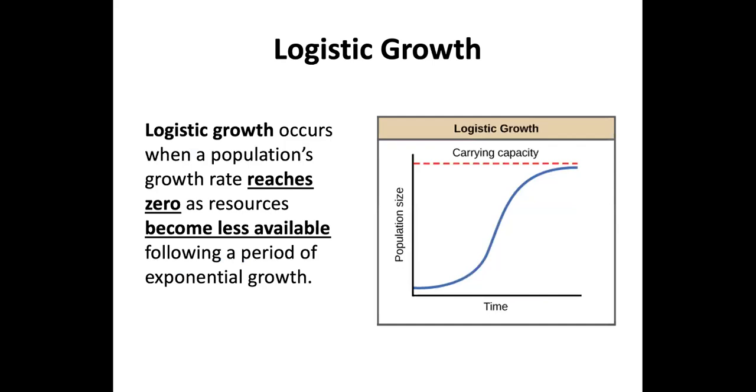The next one is logistic growth. So exponential is a J shape, and logistic growth takes an S shape, okay? So this occurs when a population's growth rate reaches 0 as resources become less available. And this typically follows a period of exponential growth, because if you look at the graph here, it starts off as a J, but then what happens is it reaches what is known as a carrying capacity.